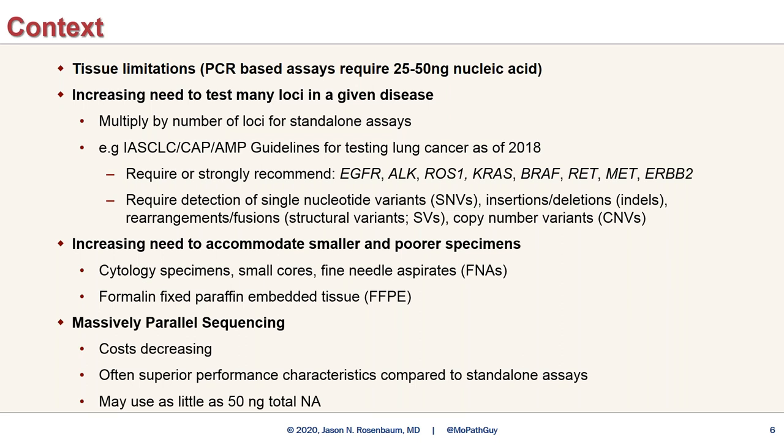So into that context comes massively parallel sequencing, which, after a phase in which it expanded into the research realm, saw costs start to come down. Often the massively parallel sequencing version of an assay will have superior performance characteristics compared to standalone assays. Not every characteristic, but many, usually most notably specificity. But the most important factor driving the clinical uptake of the technology is that a massively parallel sequencing assay under the right circumstances can use as little as 50 nanograms of total nucleic acid, which allows you to get much, much more data out of the same material.